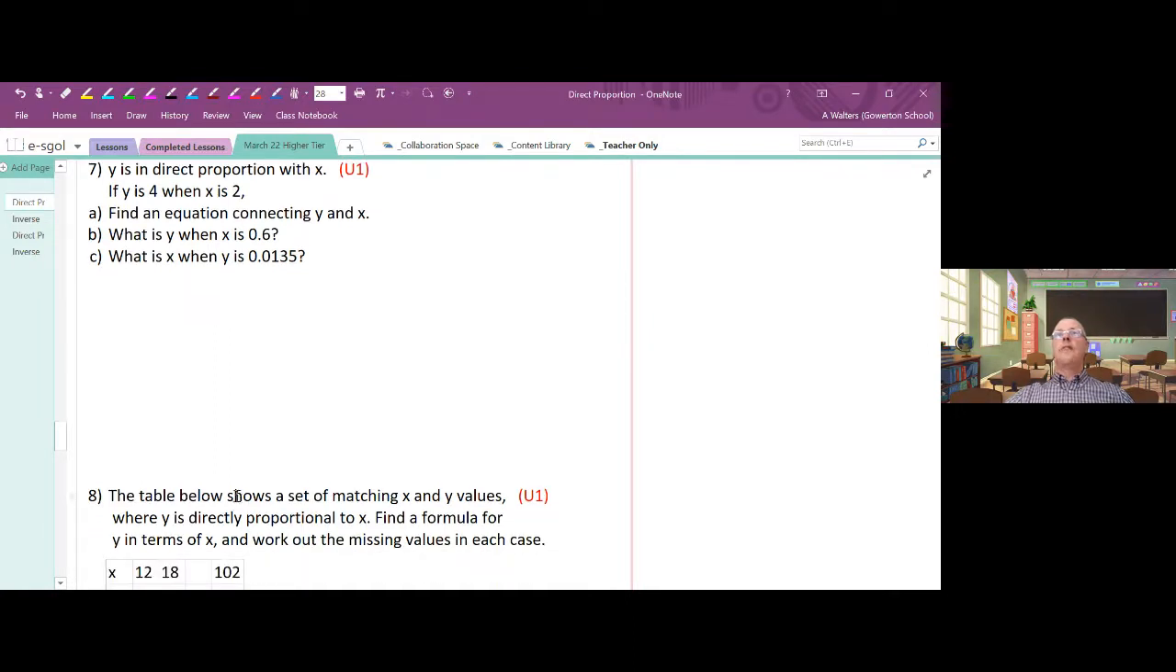Right, question 7. Y is equal to proportion with x, so k times x. So replace y with 4 and replace x with 2. So it's very easy to see that k is equal to 2. And therefore, the equation is y equals 2 times x.